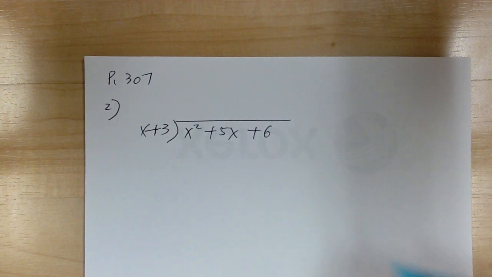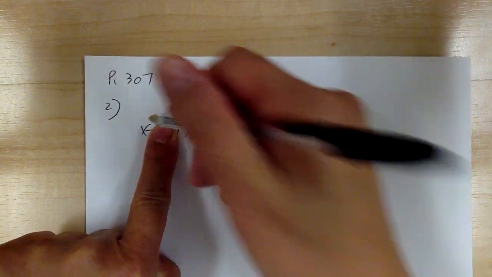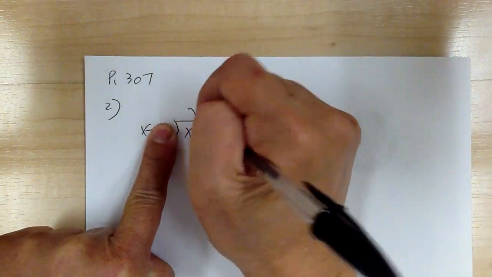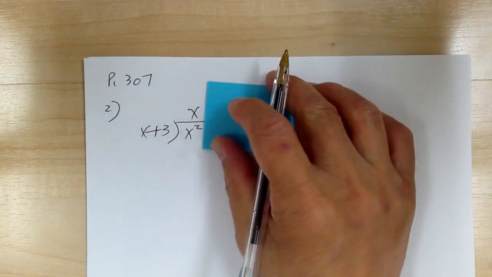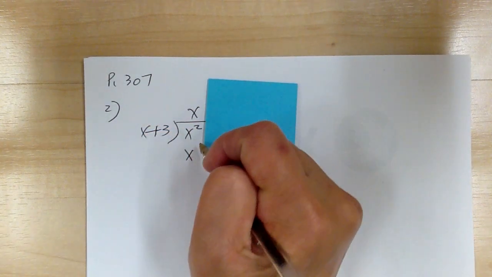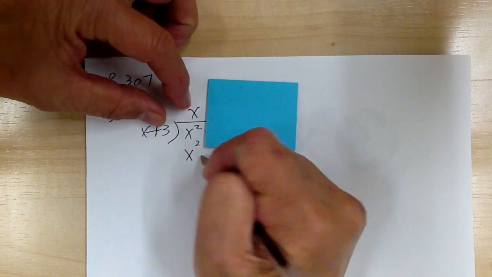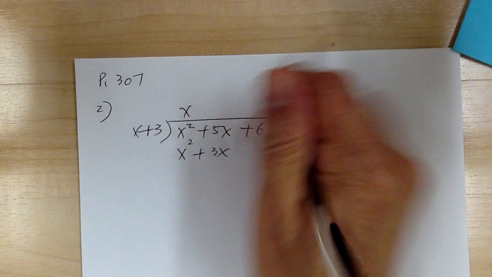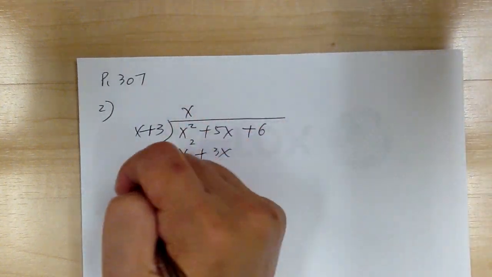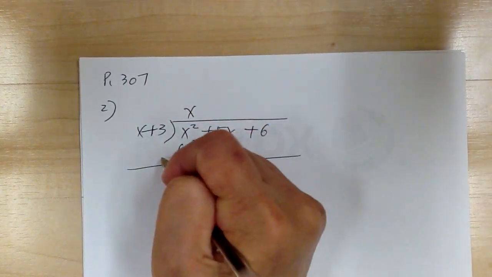Okay, so when you have this, again, just look at the very first term. So you need to have an x, right? X times x will give you x squared. So now when you multiply, you have to distribute. So you get x squared plus 3x. Okay, so go and distribute, and then put a parentheses and minus, right?